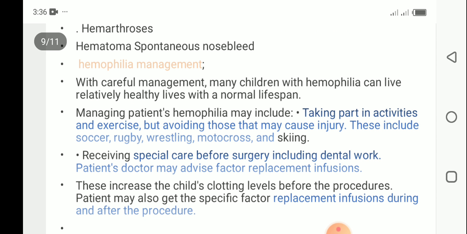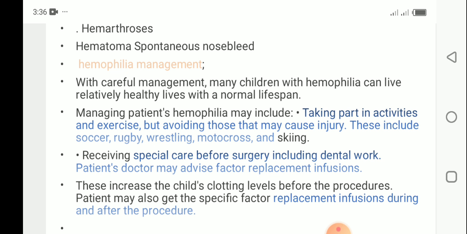And coming to the management, with careful management, many children with hemophilia can live a more normal lifespan. Managing hemophilia includes taking part in activities and exercises, but avoiding those which will cause injury to the patient. This may include soccer, rugby, wrestling, motocross and skiing. These sports and games are avoided.